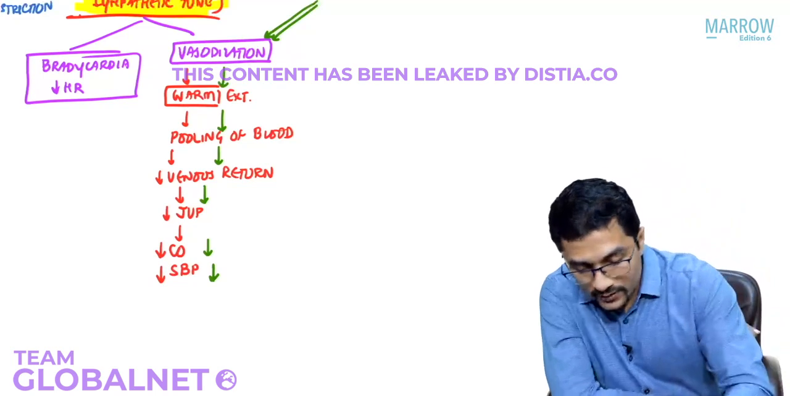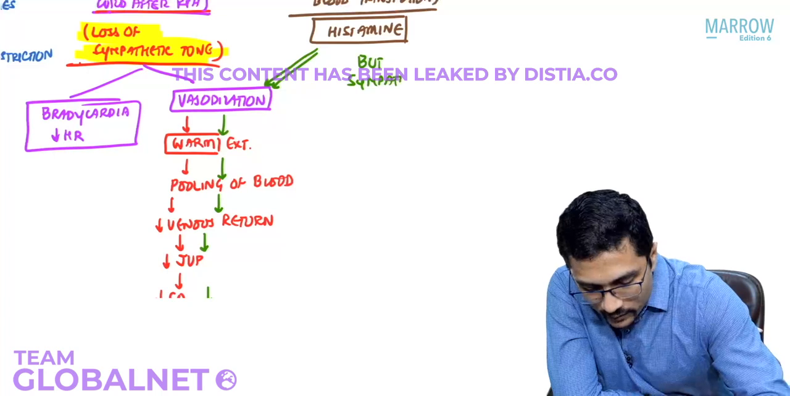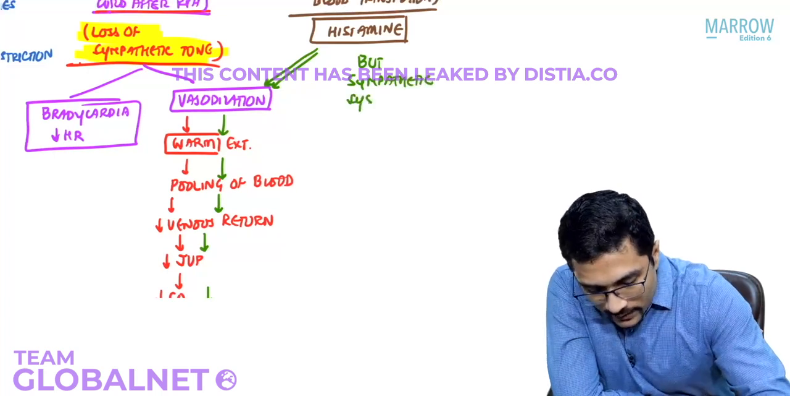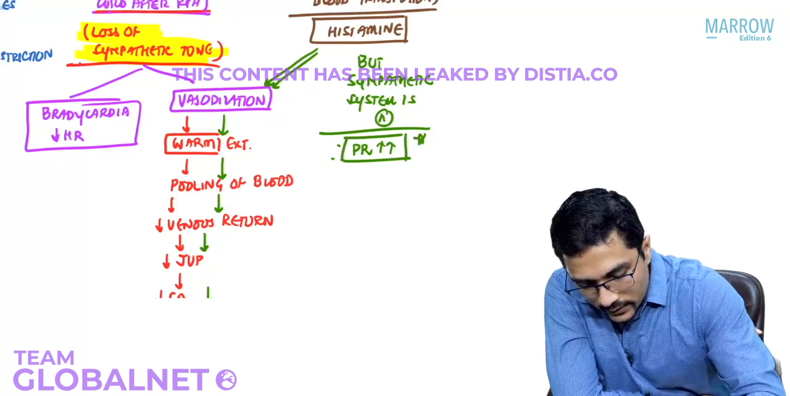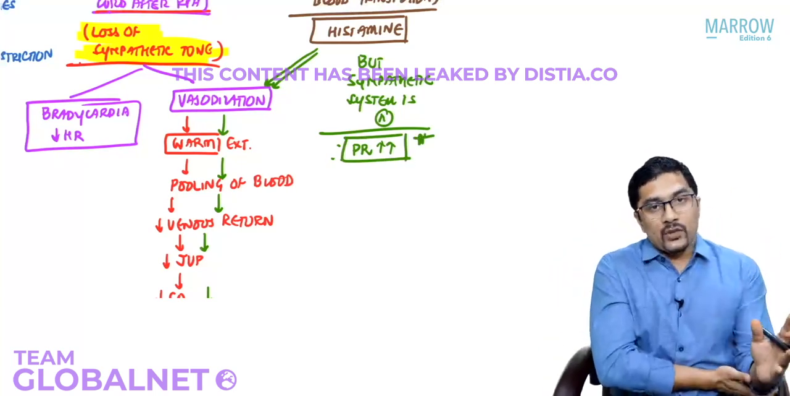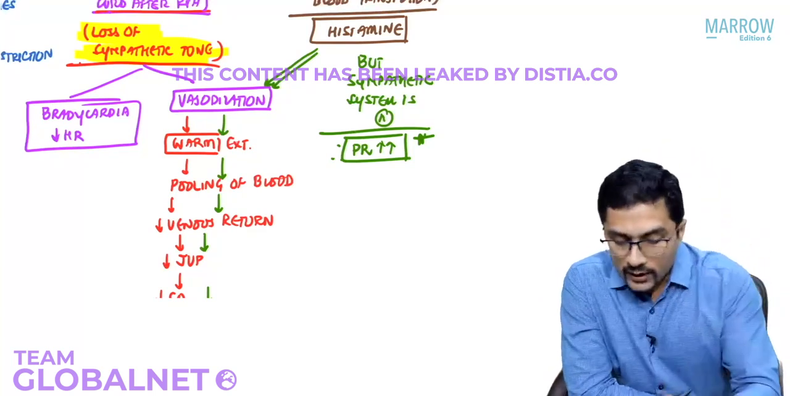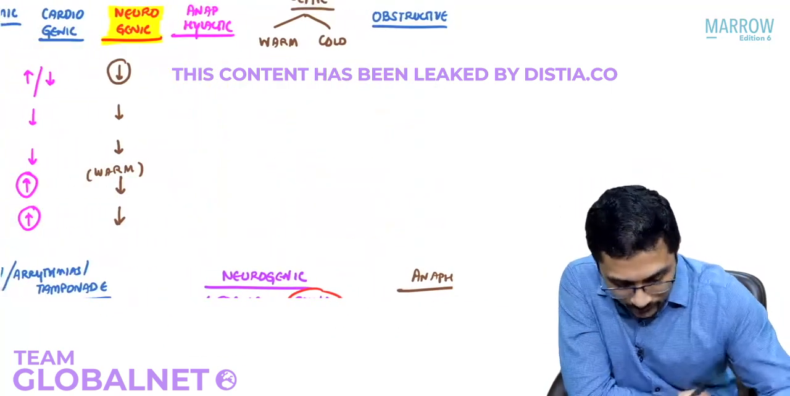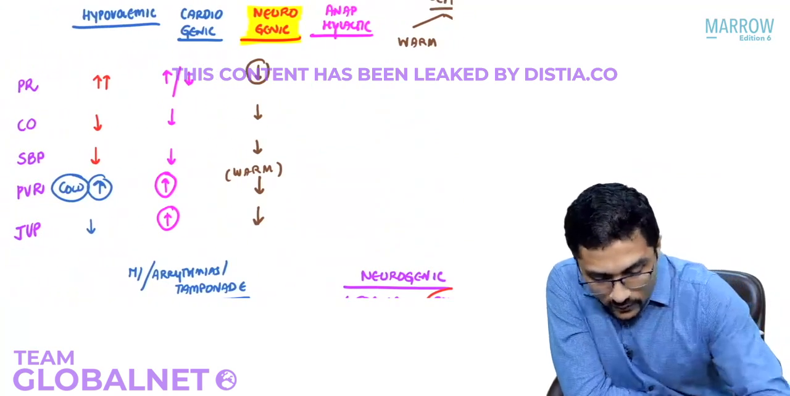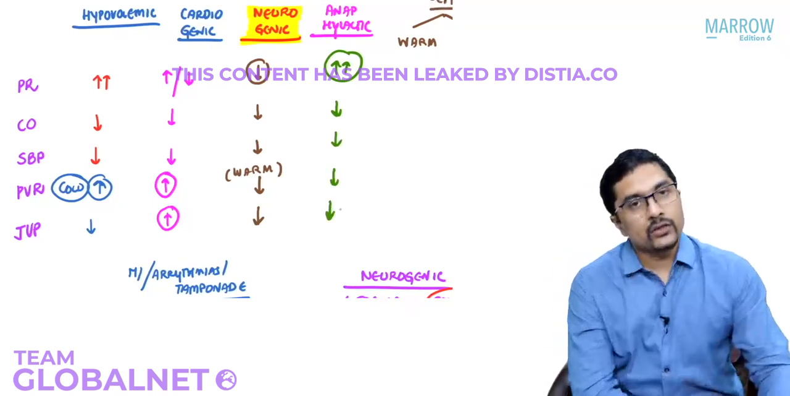But what is the difference here? But the sympathetic system is normal. Sympathetic system is normal. Therefore, pulse rate is going to increase. So everything is the same as neurogenic. The only difference is that there is going to be tachycardia in anaphylactic shock. Rest is the same as neurogenic. So easy to remember. Anaphylactic shock, tachycardia, rest everything reduces as in neurogenic shock.